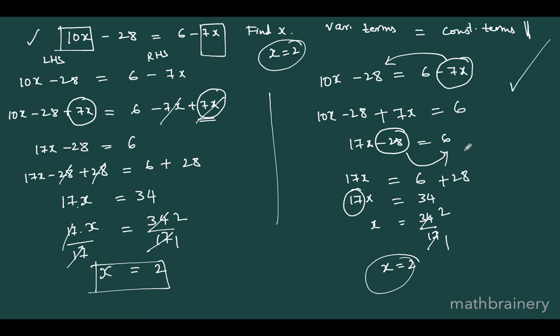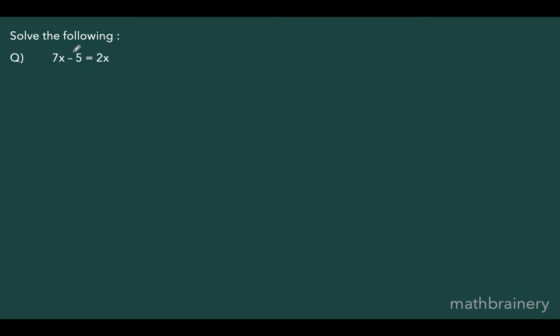Let's look at a question here. Solve the following: 7x minus 5 is equal to 2x. Now here in this equation, 7x minus 5 is equal to 2x, you have variable terms on both sides. You have a 7x here and a 2x here. Now let's use the method of transposing to solve this.